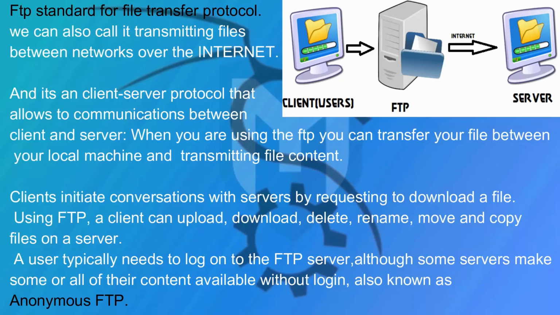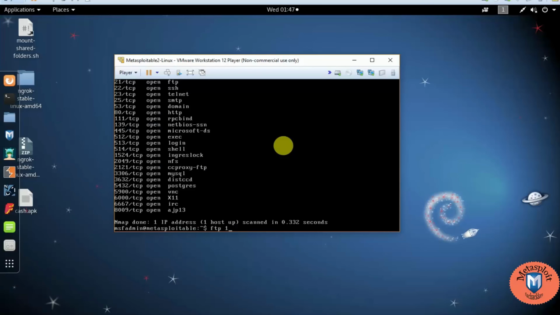from the server. If the user wants to use the FTP server, then he needs to log in. If the FTP server is showing some of the contents which are available on the server without login, then the FTP server is known as anonymous FTP. So how to use FTP on Linux?